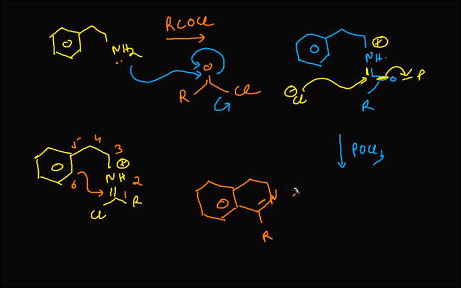And now what you can do, you can add an oxidant. For example, in the question they can give you DDQ. So DDQ is an oxidant, or any other oxidant they can give you, and that will basically lead to the formation of a quinoline. Basically aromatization will take place and we will get a quinoline. Okay, this and this. So this is also one of the reactions.